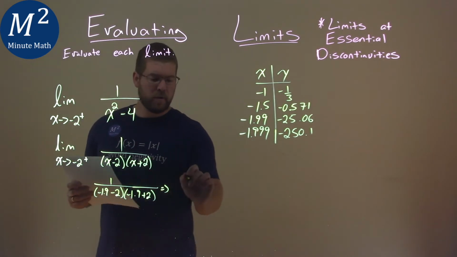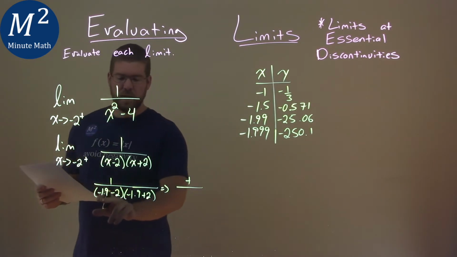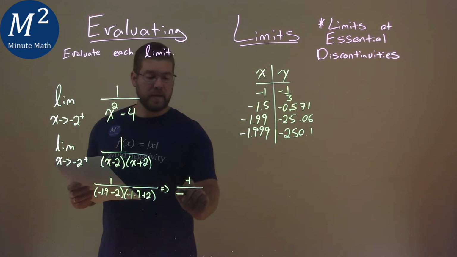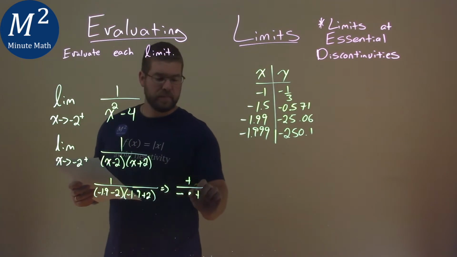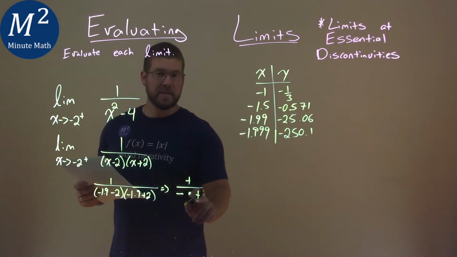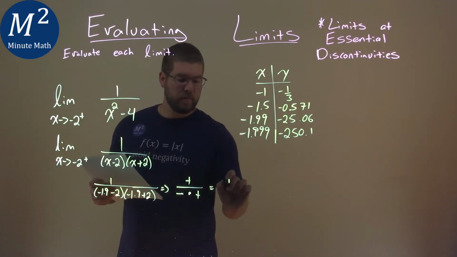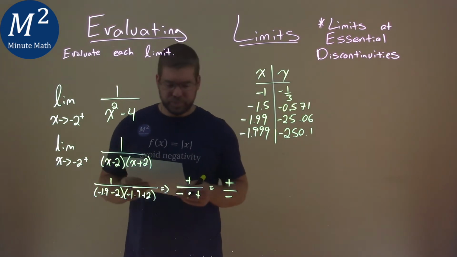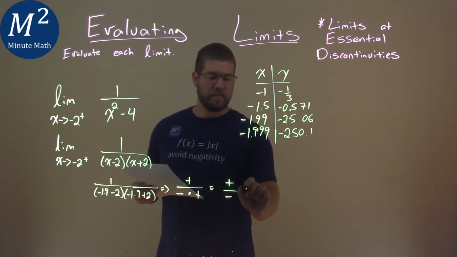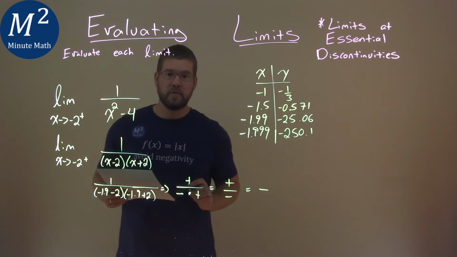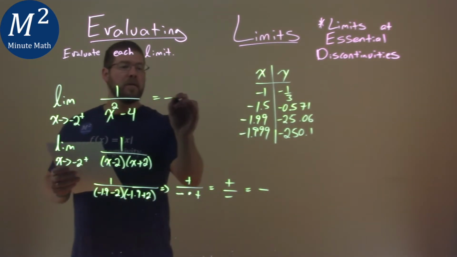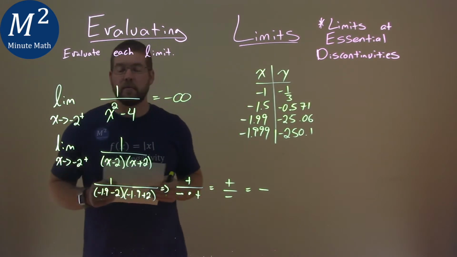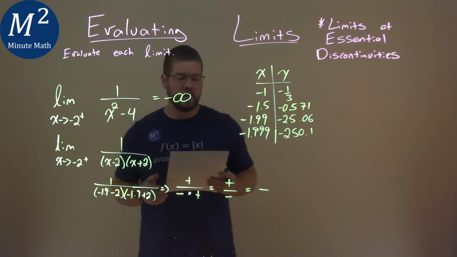So the top number 1 is a positive. Here, -1.9 minus 2 we know is a negative number, and we're going to multiply that by -1.9 plus 2, which is a positive number. A negative times a positive is a negative. So we have a positive over a negative here. And a positive divided by a negative, again, is a negative. And that tells us we're going to approach negative infinity here. So our final answer for this limit is negative infinity.